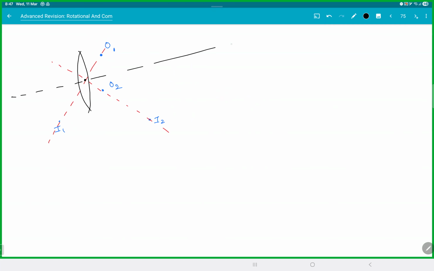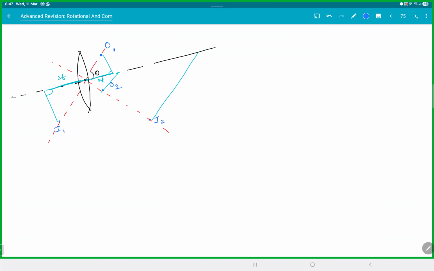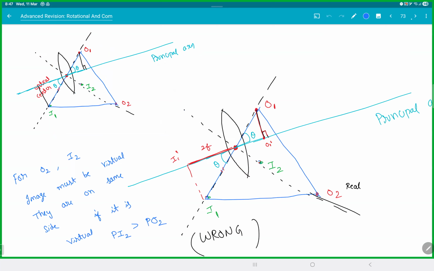Assume this angle is theta. Then drop the perpendiculars from here. Drop the perpendiculars from here. I didn't draw it properly. This is 2f and this is 2f. Then drop the perpendicular from here and drop the perpendicular from here, and you will get the images there. You can solve. Is the process clear? So among the two possibilities, one possibility doesn't work. So there's only a single answer for this.